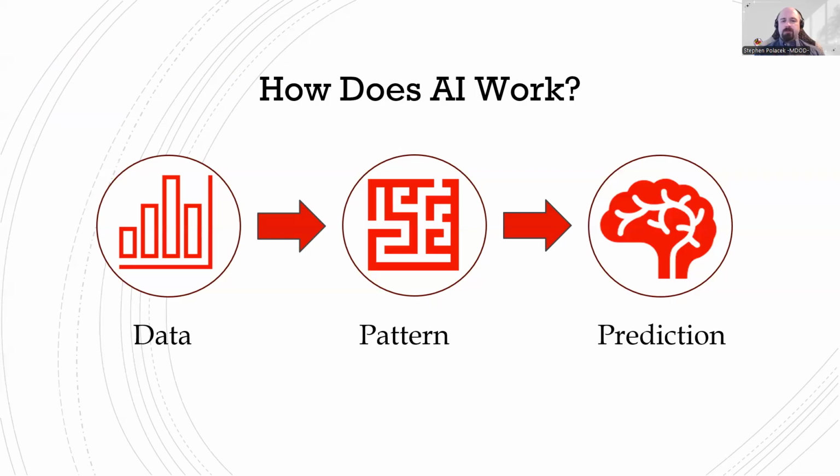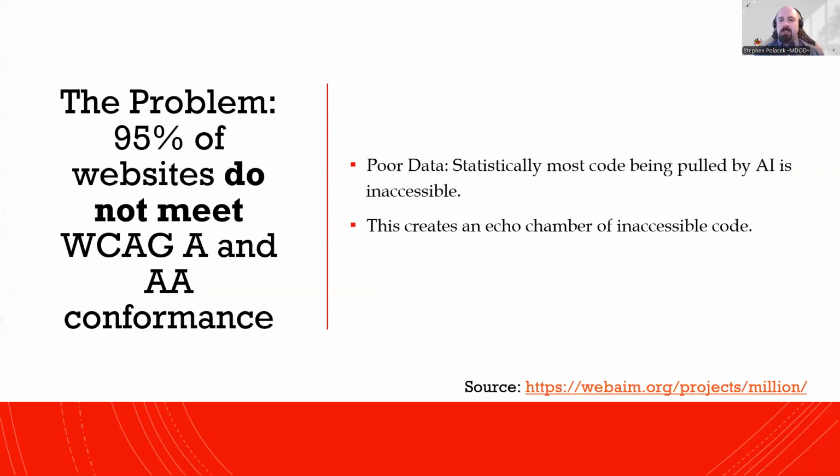And one of our problems in accessibility is that you're pulling from a lot of faulty data. WebAIM does their Million websites project, I think every year. It might be less than that or more than that, sorry. But the latest one found 95%, still 95% of website home pages do not meet the Web Content Accessibility Guidelines A and AA conformance. That's really important to us, especially in state government, because that's the standard that we need to meet to be compliant with the Americans with Disabilities Act Title II regulations by next year.